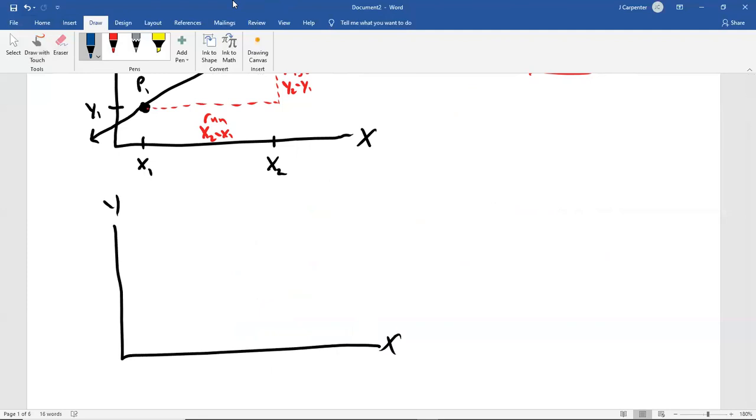So curves bend. They could do something like this. And it probably goes on to the left as well, but it doesn't have to if it's a real life function.